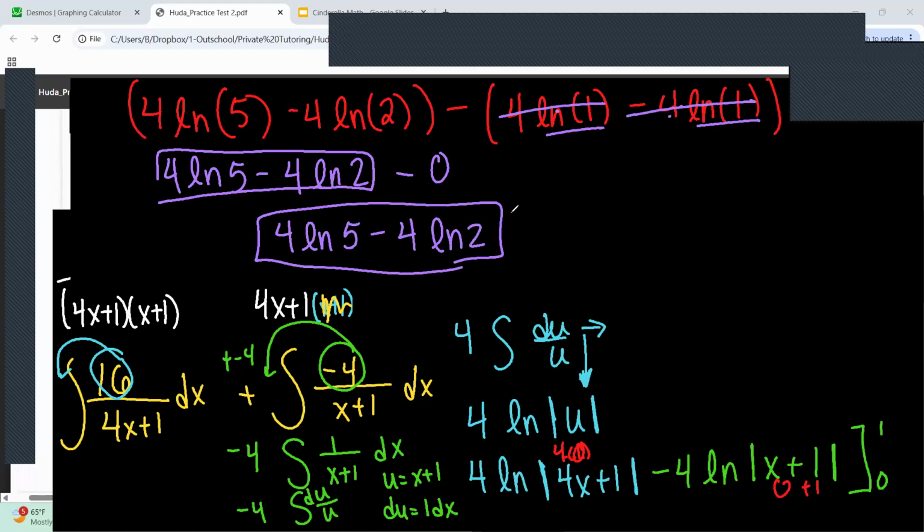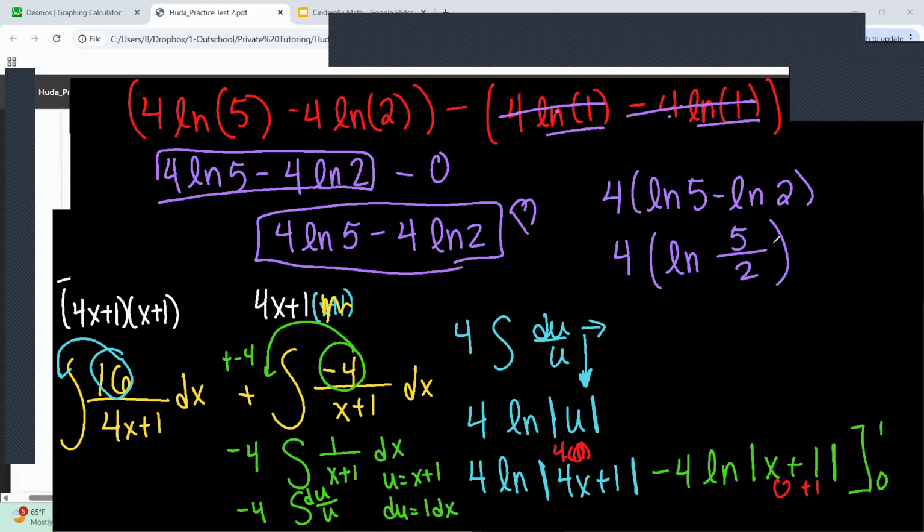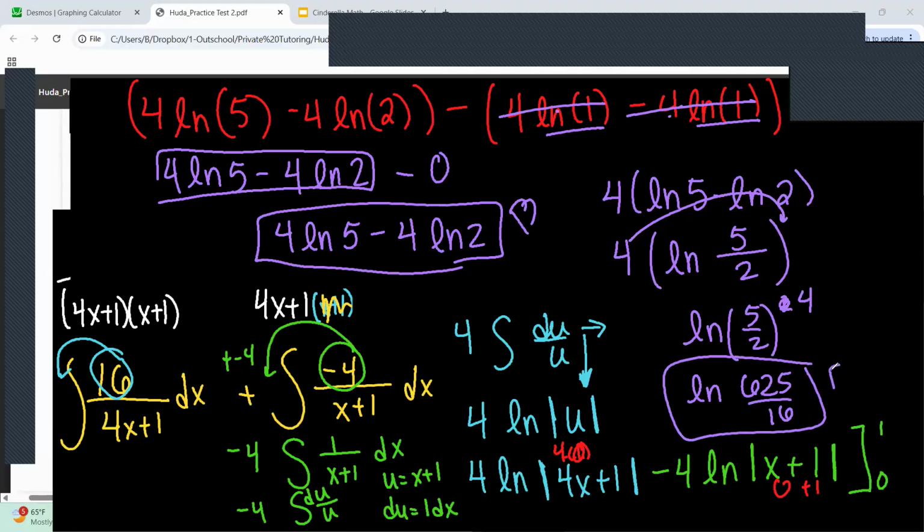Now, my students' program took this. It's fine. If you want to, yes, you could pull out the 4 and have natural log 5 minus natural log 2. But remember your natural log rules. When you're minus, you could really divide. So you could have 4 natural log 5 halves. And then if you really wanted to, this could go up as an exponent. So natural log of 5 halves to the fourth. And then you could fourth that out. You could take it 4 times, so that would be what? 625 over 16. That's probably the best answer.